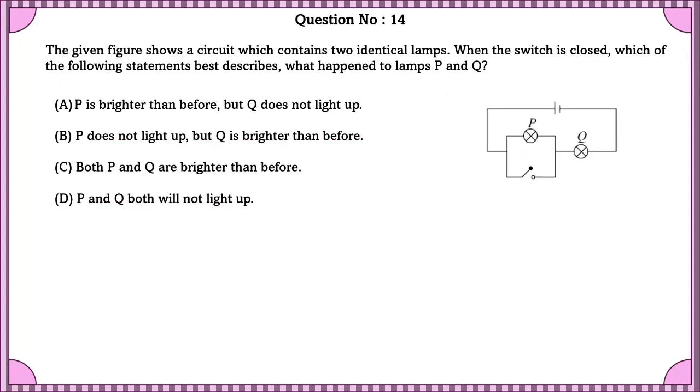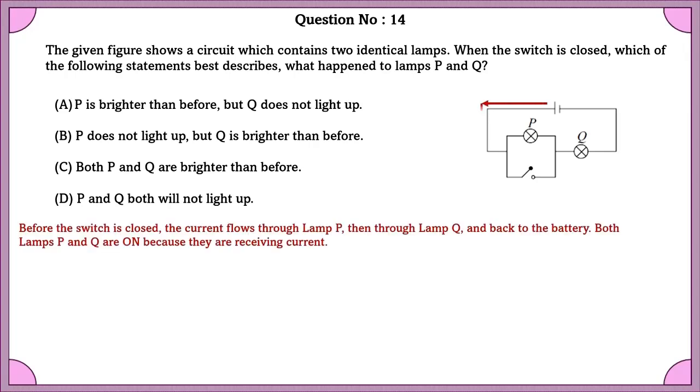Question number 14. The given figure shows a circuit which contains two identical lamps. When the switch is closed, which of the following statements best describes what happens to lamps P and Q? Before the switch is closed, the current flows through lamp P, then through lamp Q, and then back to the battery. Both lamp P and Q are on because they are receiving current.